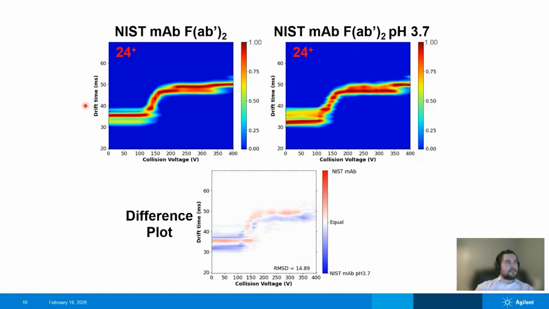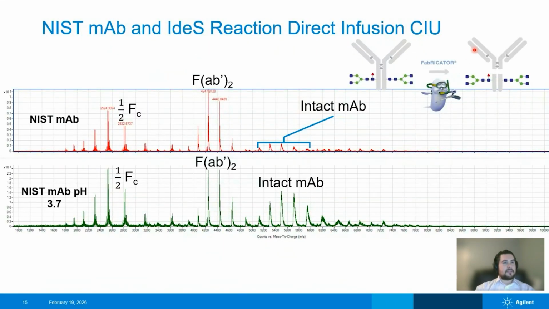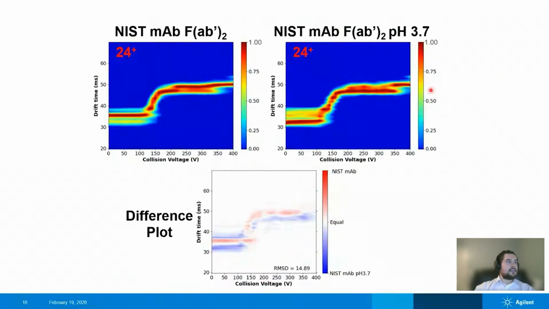But when we look at the different unfolding patterns, we can then start to see, so this is the Fab prime 2, that's the fragment that we're cutting off the antibody, and then we're subjecting it to that energy. In this case, we subjected all of the antibody charge states and fragments to the energy, but I was just drawing on the 24 plus charge state of the Fab prime 2. And you can see we do get some interesting differences between the 2 different antibody fragments that were not stressed and stressed.